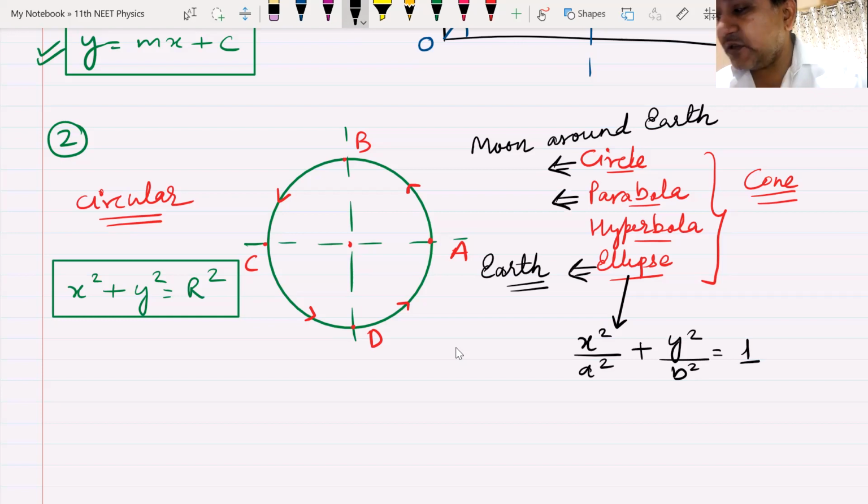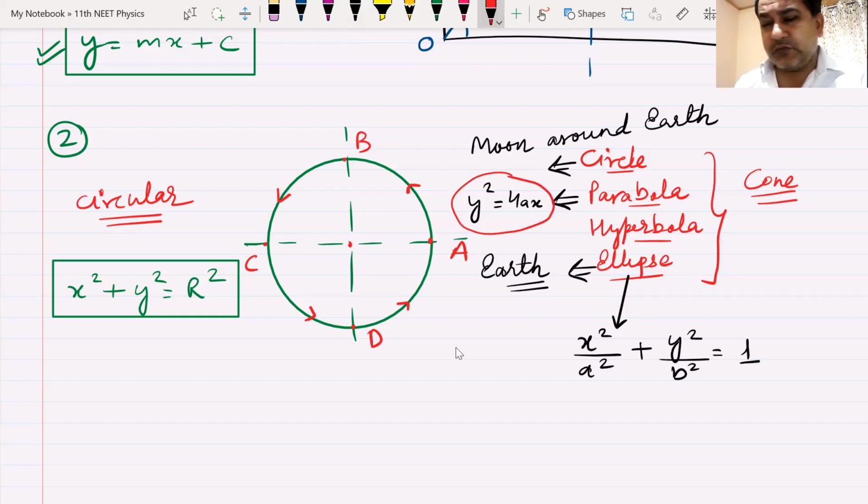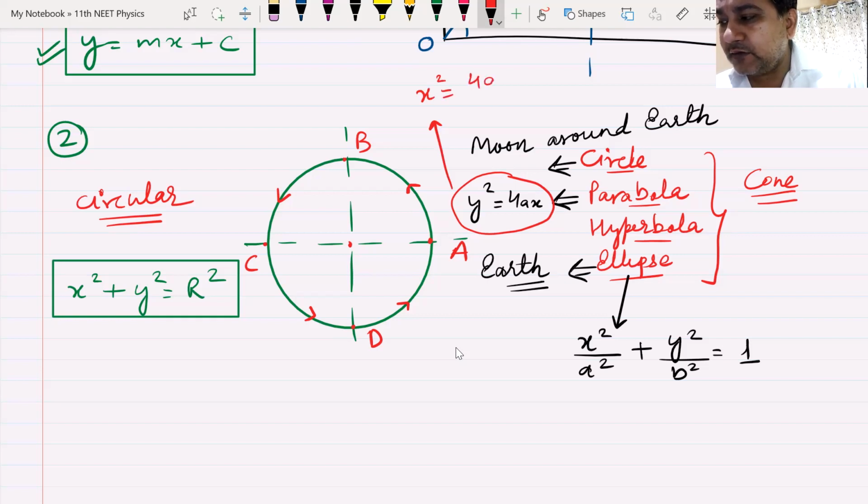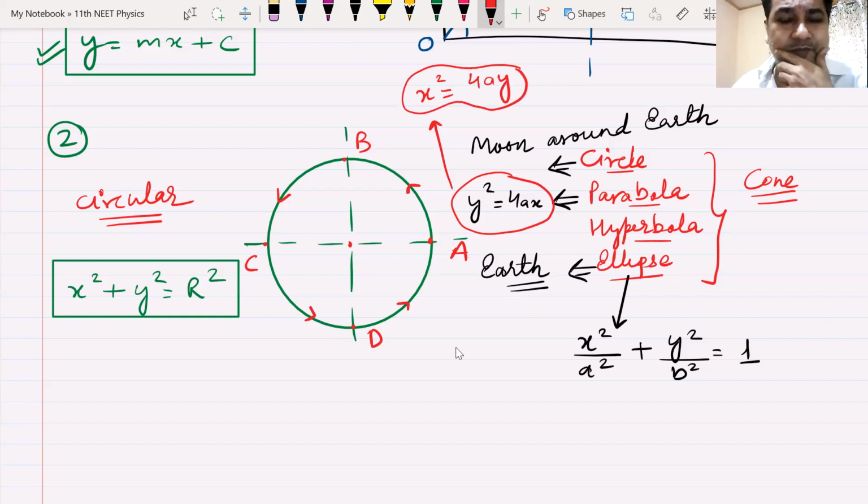Any idea about equation of a parabola? The simplest equation of a parabola is y squared is equal to 4ax. Now you can see a difference here. It could be y squared is equal to 4ax, or it could be x squared is equal to 4ay. The equation of a parabola is in this form.